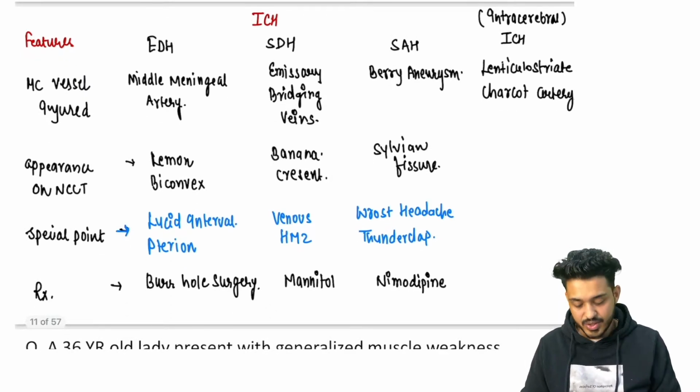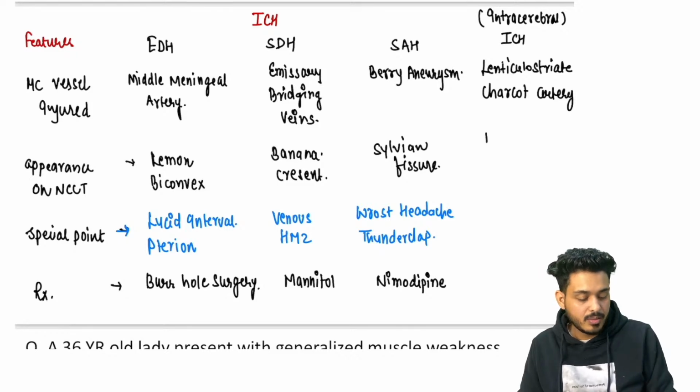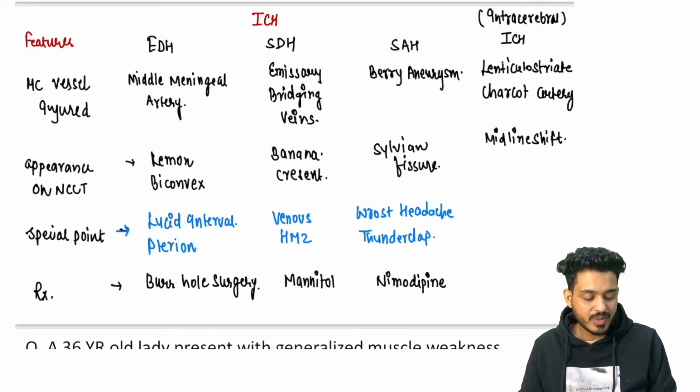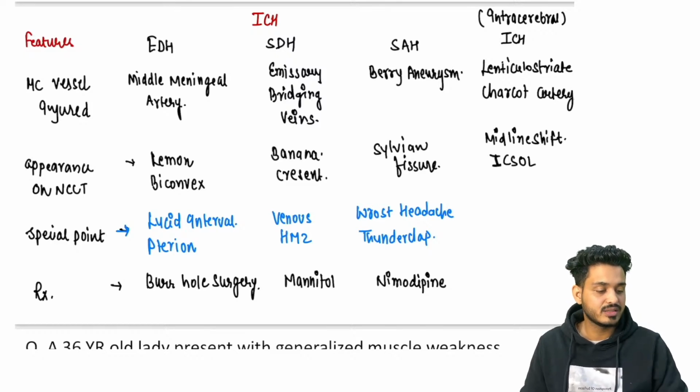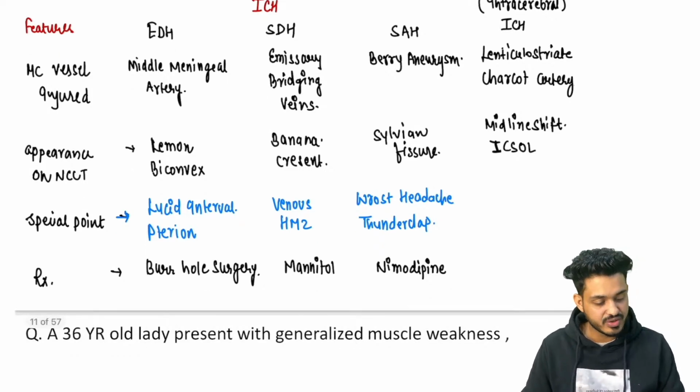Apart from that, here you will be having midline shift. Here you will be finding midline shift on the ventricles. Apart from that, here you will be having intracranial space occupying lesion. Intracranial space occupying lesion will be there, right?